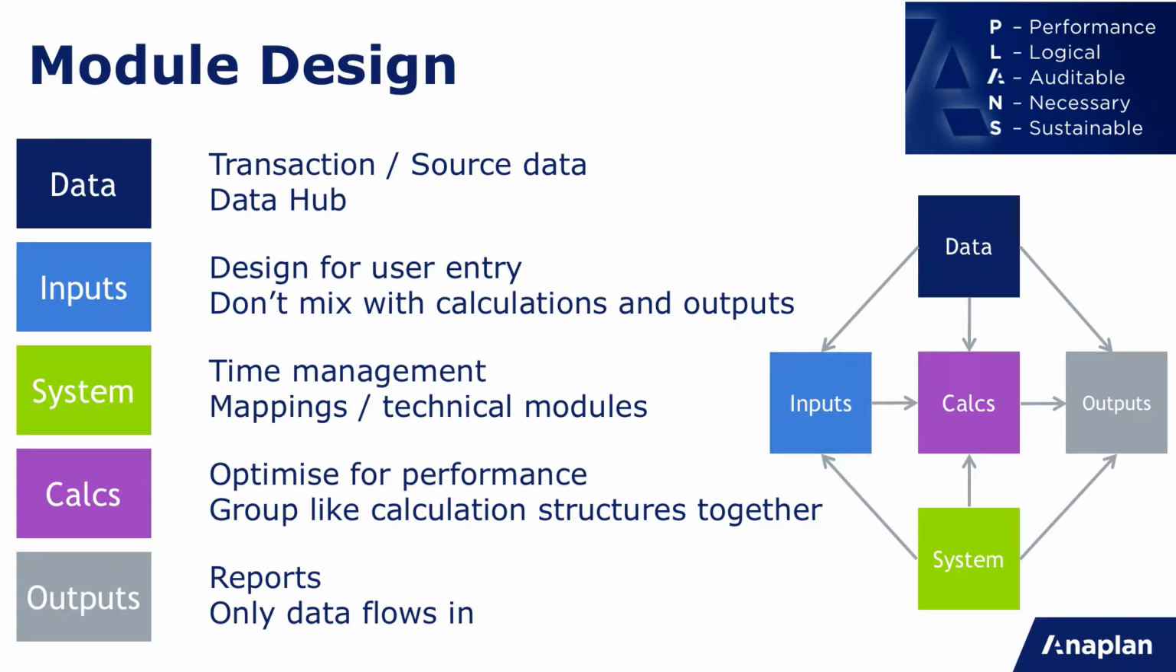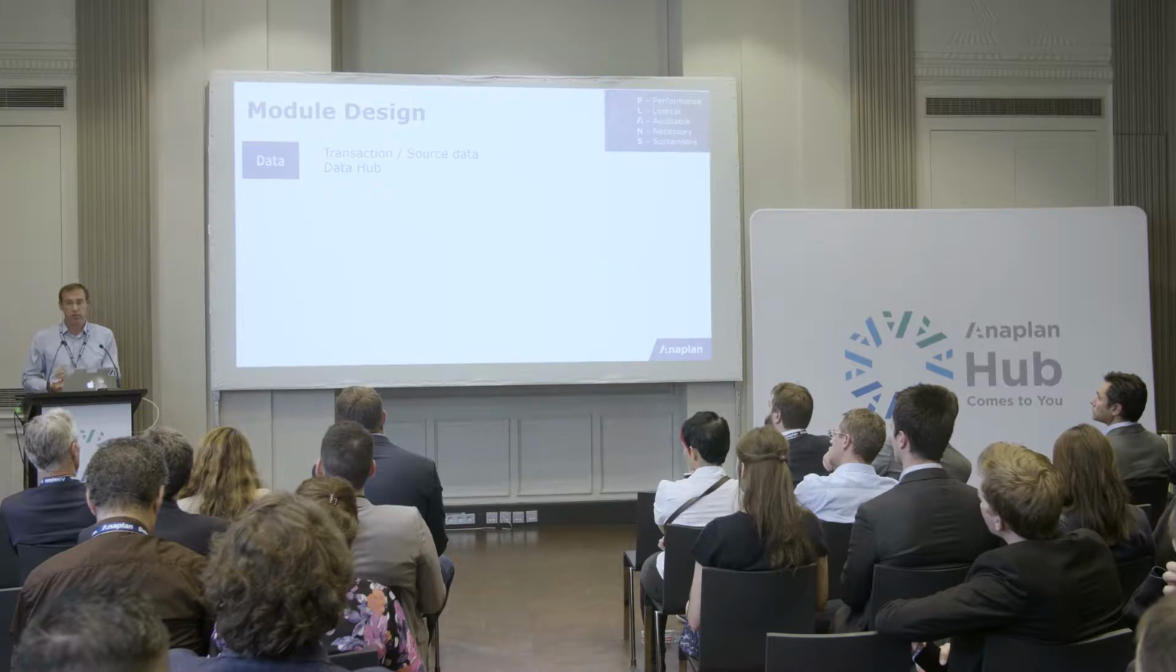Inevitably, your models will have something as a source data, whether it's opportunities, whether it's employee information, whether it's transactions. You're going to have some data that comes in from somewhere. And you should really have a module or modules that contain that. And that really is all they should have. They shouldn't have anything else.